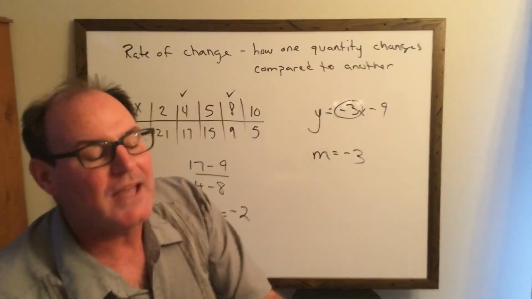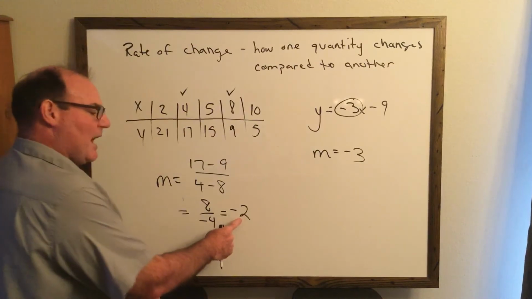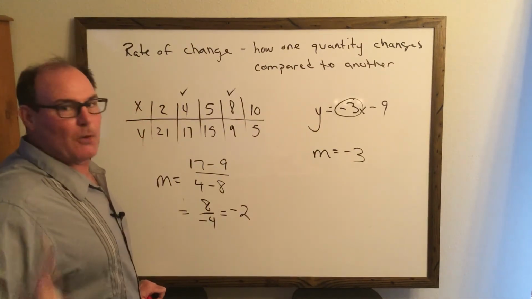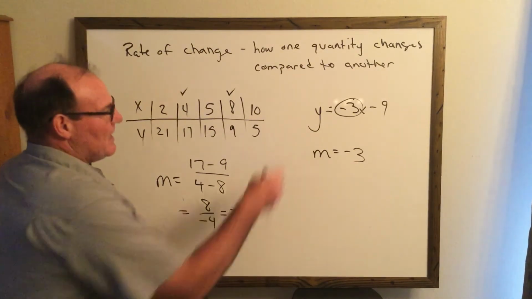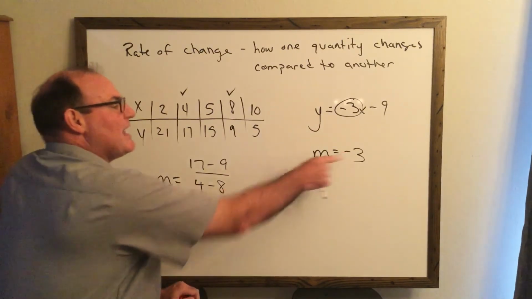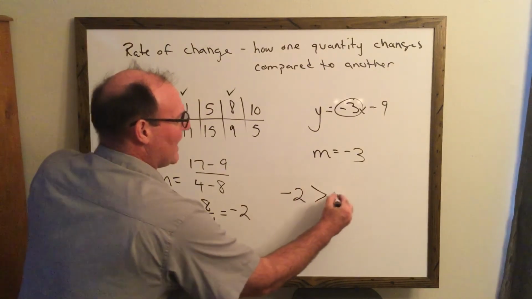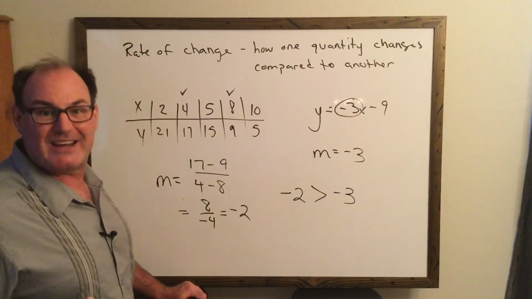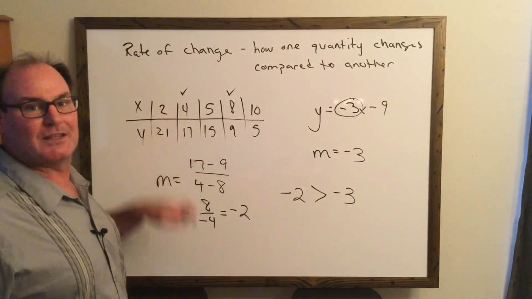of change. And so when I compare negative 2 and negative 3, which number is greater? Now don't be fooled. They're both negative, and I know the temptation is to say negative 3 is bigger because it has a bigger value, but remember, negative 3 is more negative. So negative 2 is actually bigger than negative 3. So which one of these two functions has the greater rate of change? That would be this one that we had to calculate the slope of.